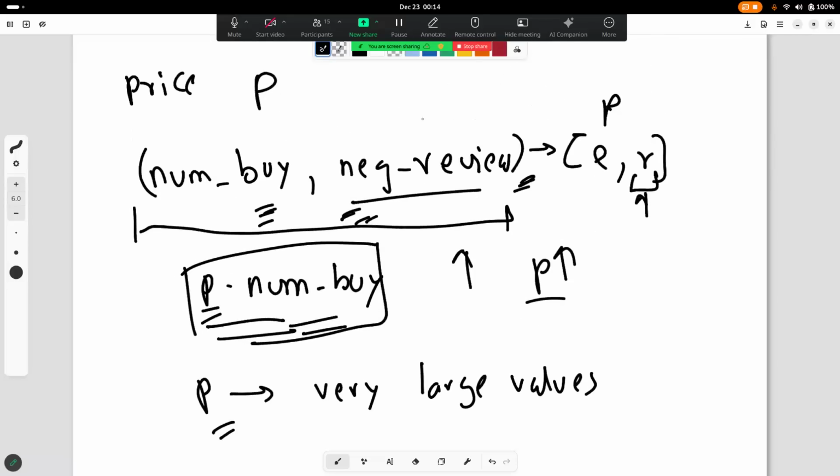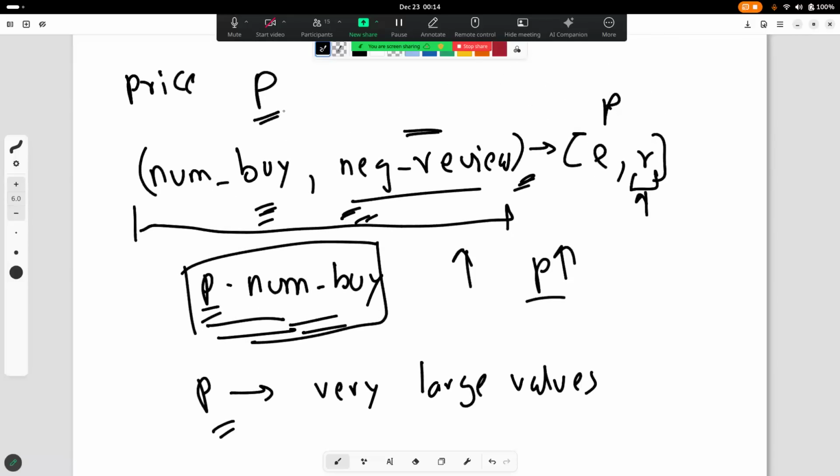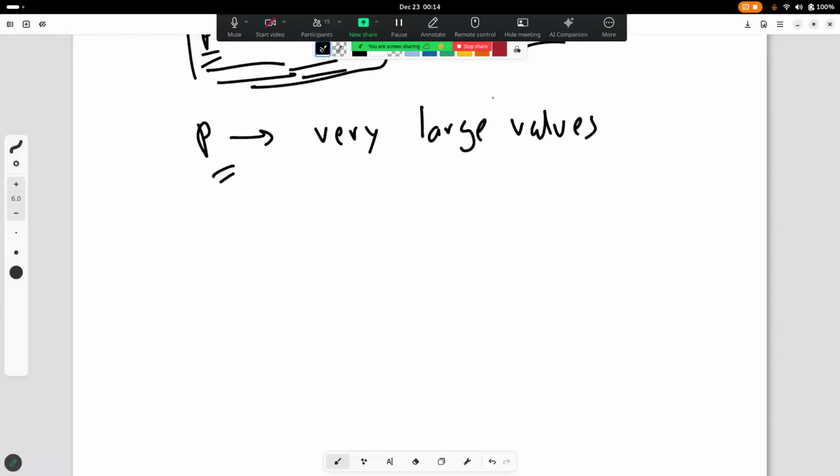You can't really iterate over all the prices because there's a huge number of prices. But rather than that, you have this pair for each price. If you look at how you're determining the price of the trees sold for each P, you're actually first calculating this pair. So rather than fixing P and iterating over P, let's see if we can iterate over all the possible values that this pair of numBuy and negReview can take on. That's the basic idea behind the overall optimization.